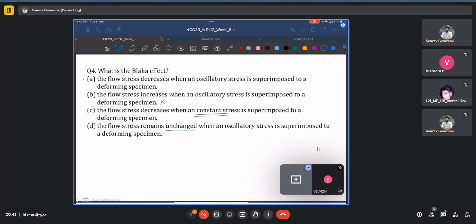And of course, the flow stress decreases when an oscillatory stress is superimposed to a deforming specimen. This is the correct option, and this is actually the principle which is utilized in ultrasonic consolidation, first reported by Blaha and his partner. I forget the name of the other author, in a paper in 1955, called the Blaha effect or acoustic softening. So another name for this effect would be acoustic softening.